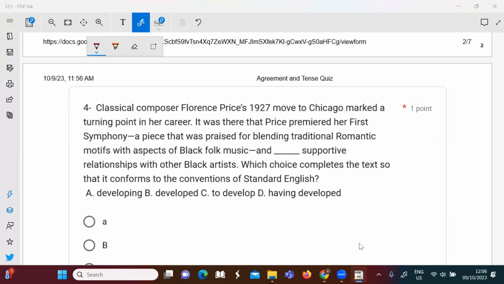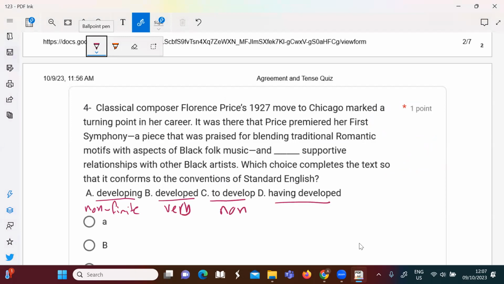Okay, the same thing here. I have developing. This is non-finite. Developed. This is a verb, finite. To develop non-finite. Having non-finite. طيب أول حاجة لازم أجيب السبجكت. Classic composer Florence Price's move to Chicago. So this is the subject, her move. عملت ايه؟ Marked. This is the verb. A turning point in her career. Yes, that's a complete sentence.